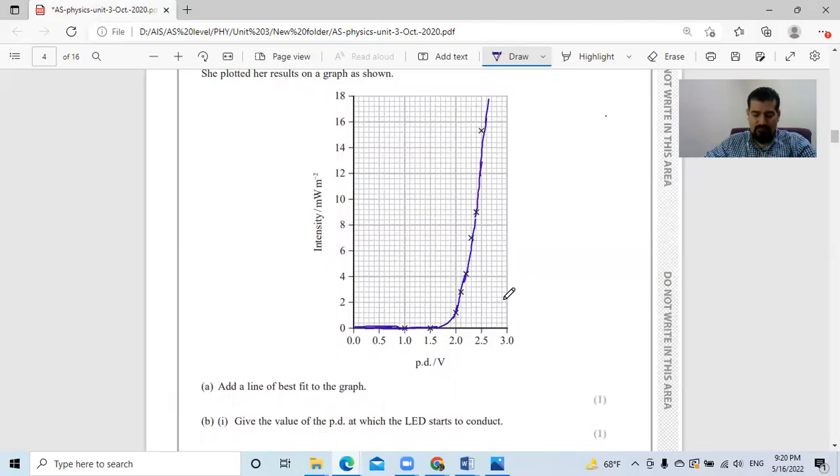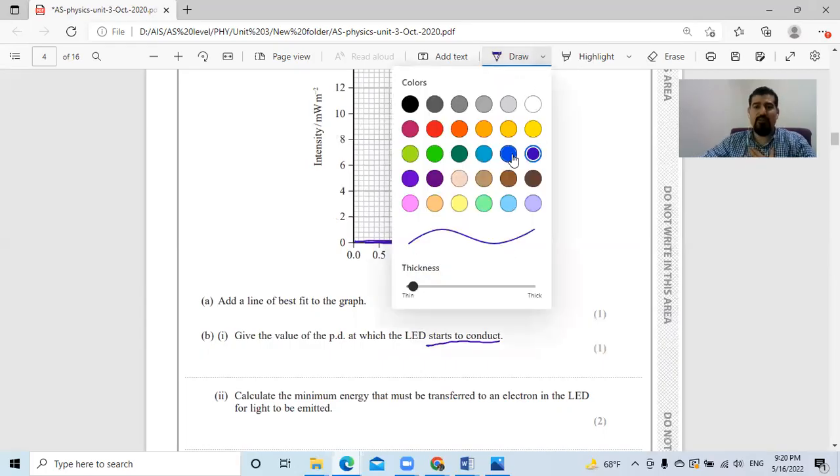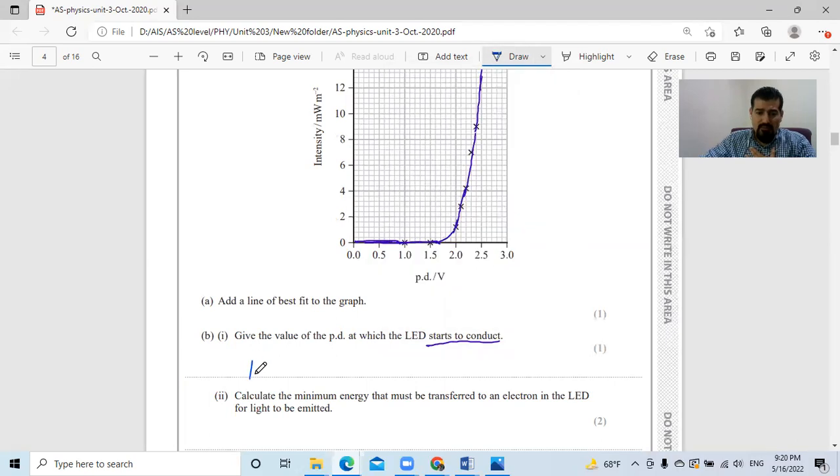Good. Any question? Next, given the value of the potential difference at which the LED starts to conduct. Now, I didn't start to conduct from 1.5. I moved a little bit forward in my graph, so it will be approximately 1.6, 1.7, from the minimum on the graph that I drew. So for example, what I drew here was 1.7 volts. Good.